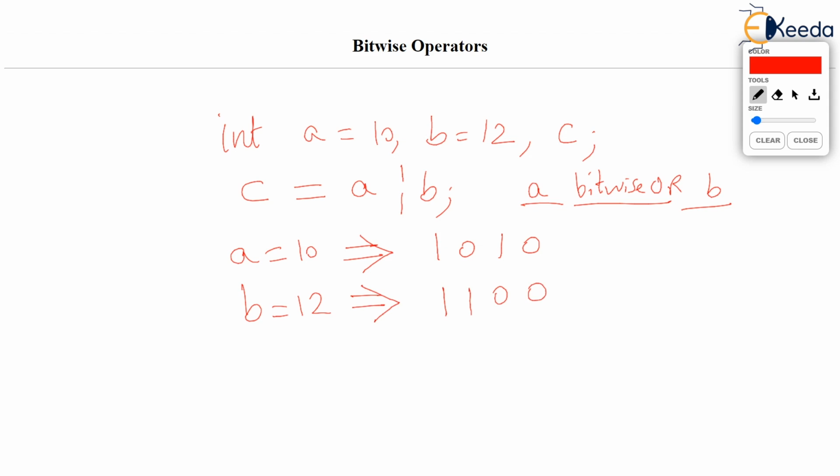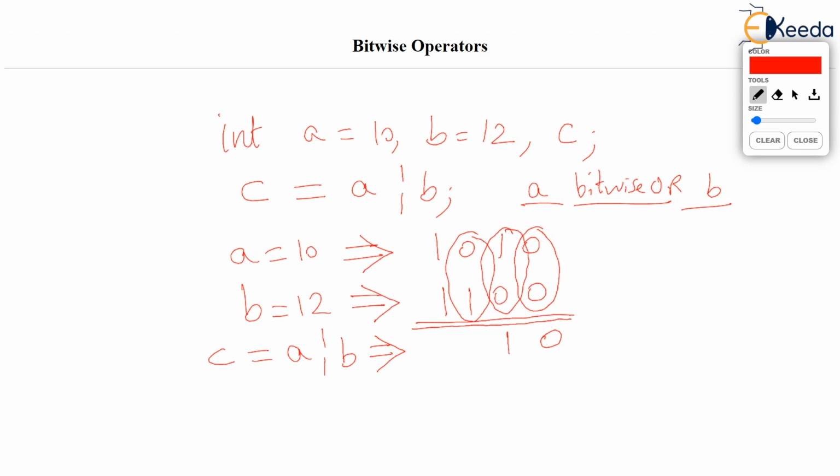Now we are evaluating c equal to a bitwise OR b. As the OR logic gate says, if at least one input is high, then the output is high. Otherwise, the output is 0. Now 0 or 0 is 0. 1 or 0 is 1. 0 or 1 is 1. And 1 or 1 is 1, since both inputs are high. So this is c. c is 1110. But this is in binary form.